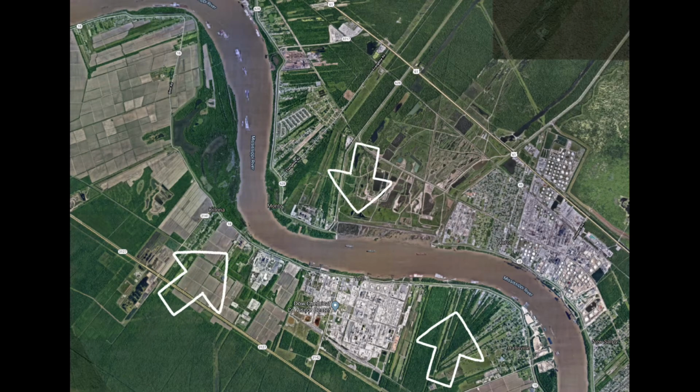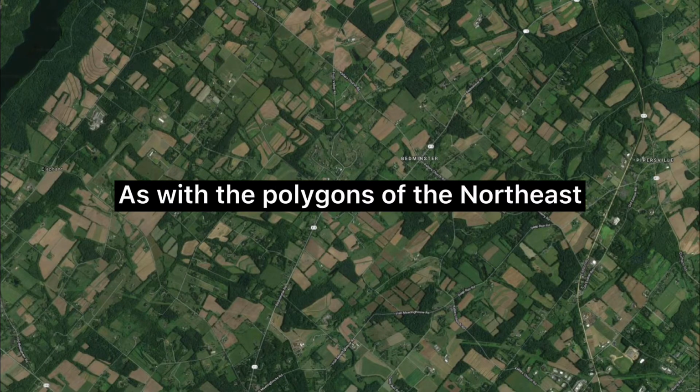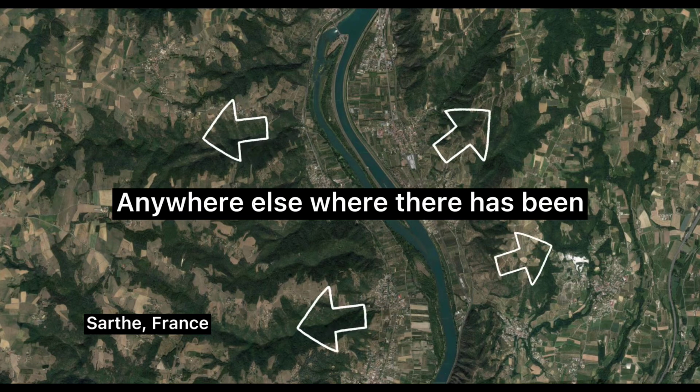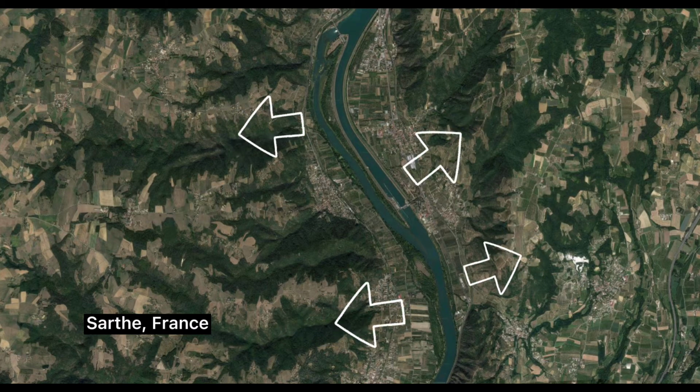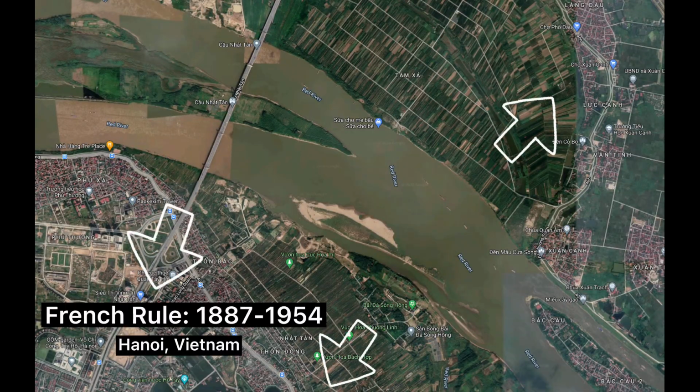The radiating structure made it easy to produce crops, then ship them down the Mississippi River to be traded with Europe and the Americas. As with the polygons in the Northeast, which could also be found in Britain, this method of agriculture could be found in France and anywhere else there's been significant French influence for a prolonged period of time, such as Quebec in Canada and Hanoi in Vietnam.